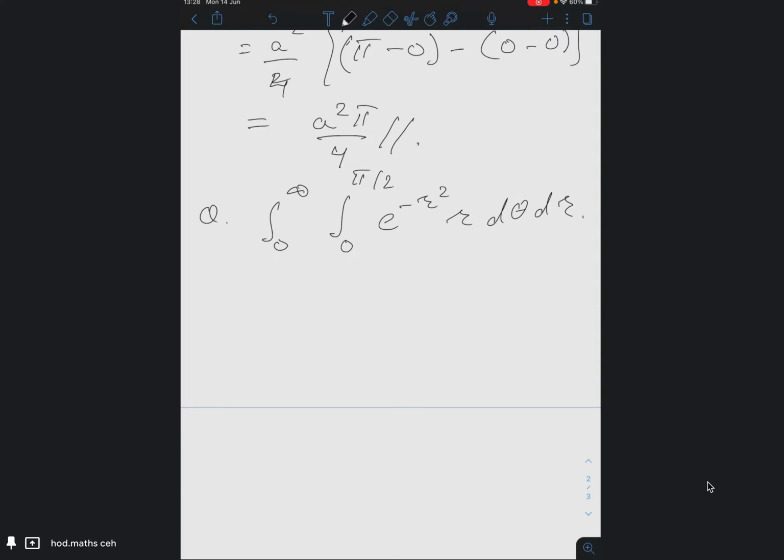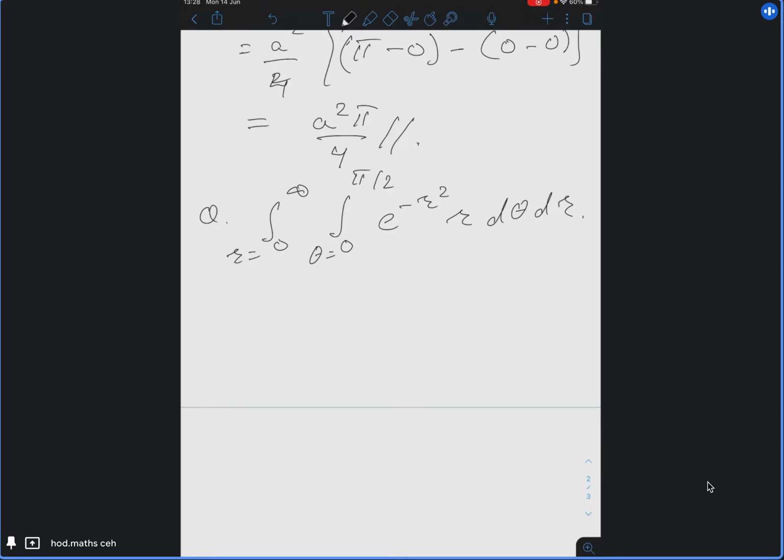0 to pi by 2 are the limits of theta, and 0 to infinity are the limits of r. This is the theta limits and this is the r limits. Okay, this is a direct question. All limits are constant. Here you can integrate with respect to theta first and later you can integrate with respect to r. So tell me the answer after solving this one.